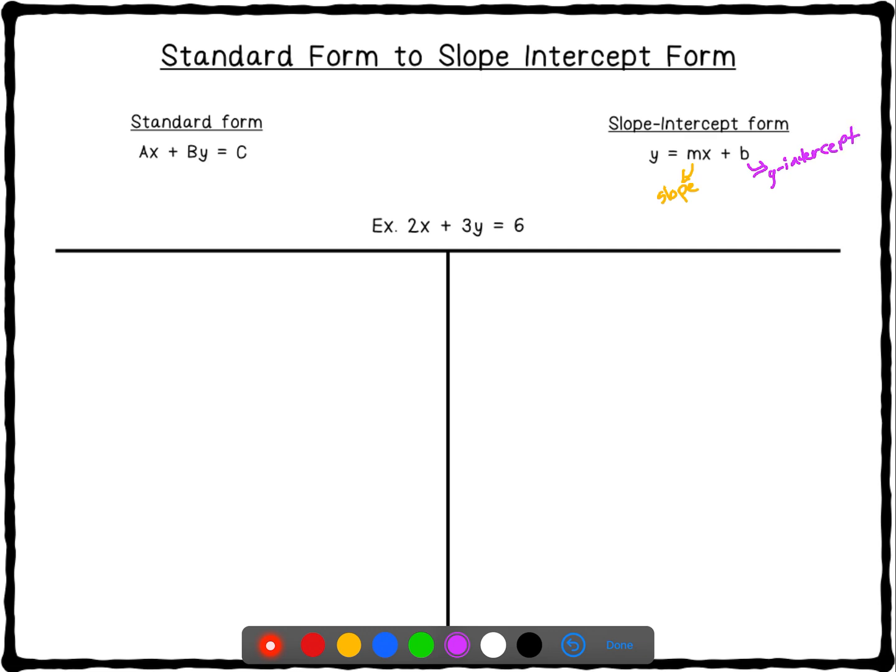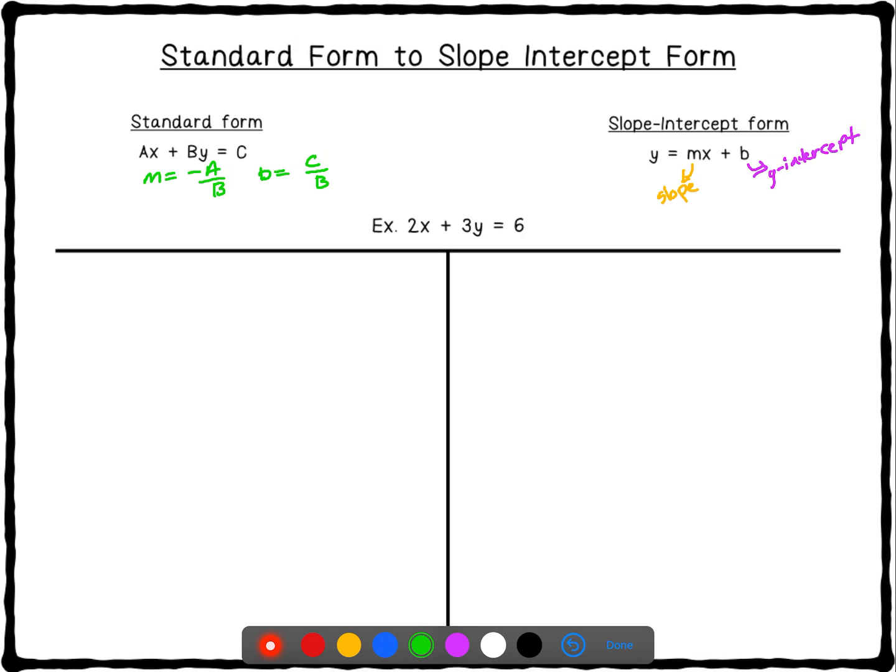Now, there's a formula that we use when we're trying to find the slope and the y-intercept given a standard form. And here it is. When we're looking for the slope, it's m equals negative a divided by b. And when we're looking for our y-intercept, we use c divided by b.